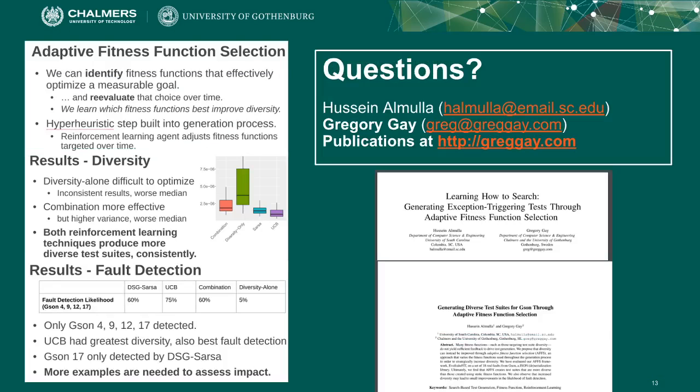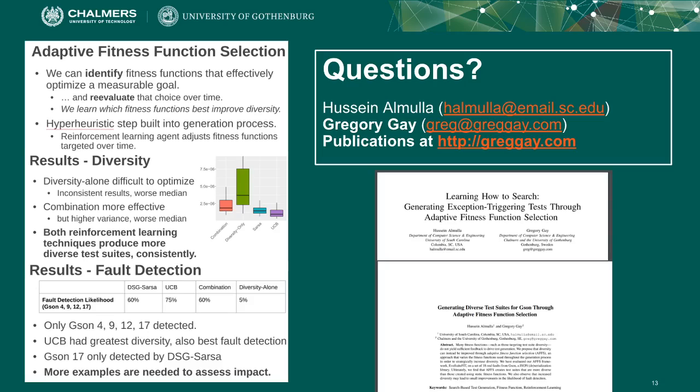So what we find here is that adaptive fitness function selection creates test suites that are more diverse than those created using static fitness functions. While the results in fault detection are inconclusive, we do observe that increased diversity may lead to small improvements in the likelihood of fault detection. However, additional research is needed to tackle this particular challenge.